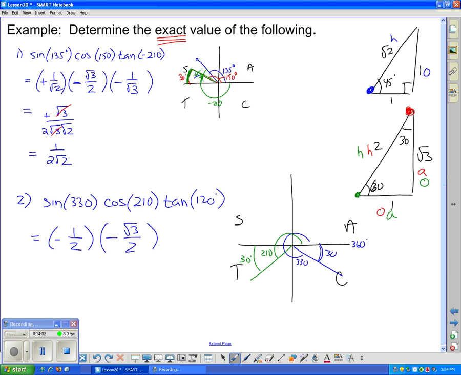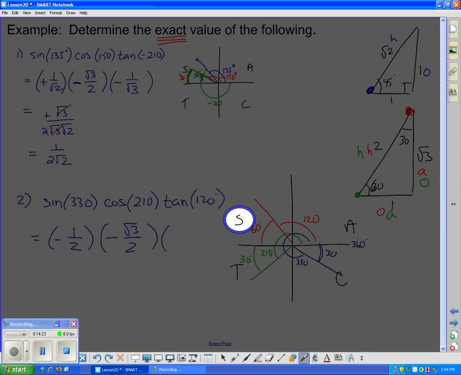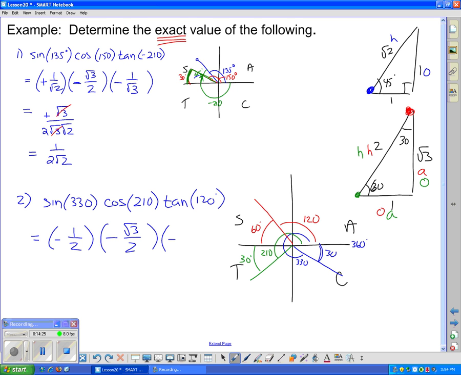And then our last one, tan 120. 120 is between 90 and 180. So that means I will be in this quadrant. There's the 120. I am 60 degrees away from the x-axis. In that quadrant, only sine is positive. So that means my tan function will be a negative. I'm using 60 degrees. Tan of 60 is root 3 over 1.